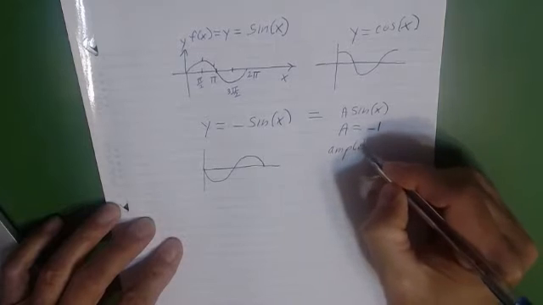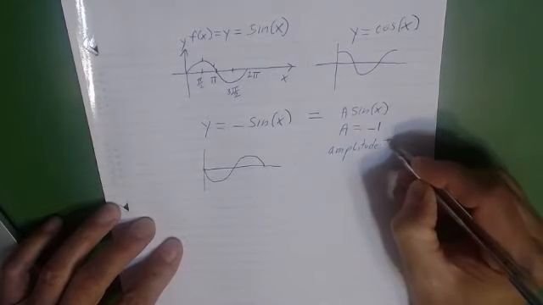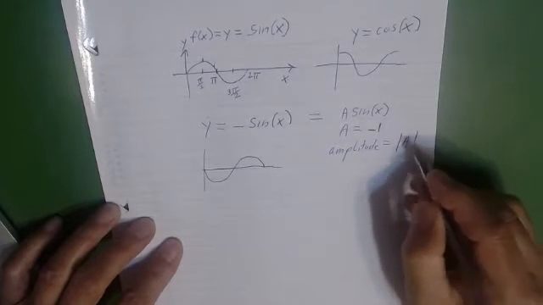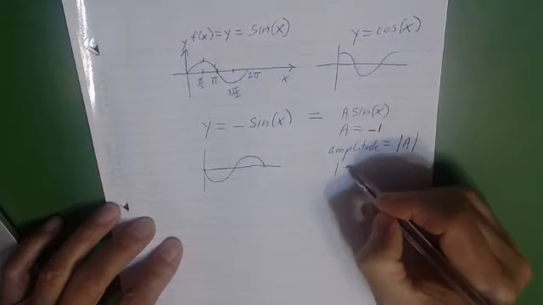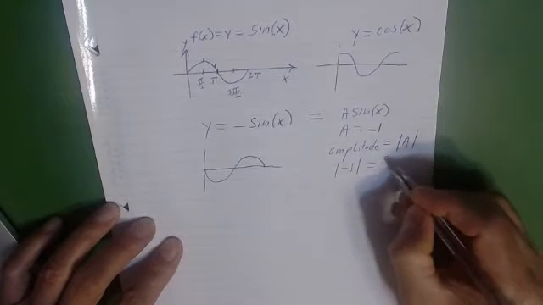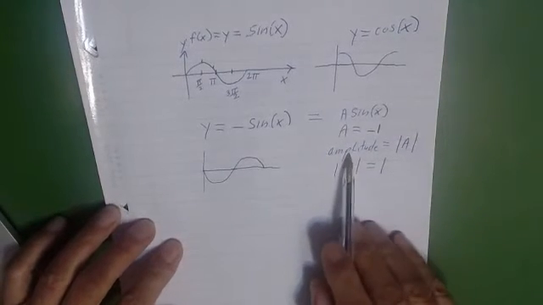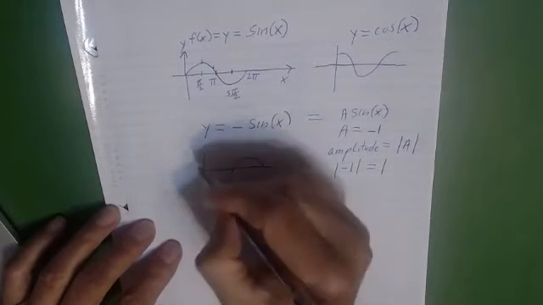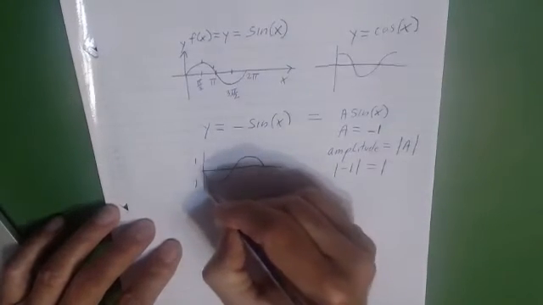Amplitude is the absolute value of a. So the absolute value of negative 1 is 1. That tells you the peak height. And it's in both directions, right? So this is still 1 and 1.